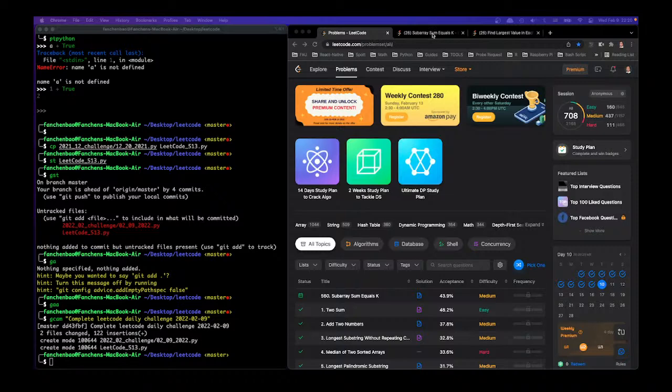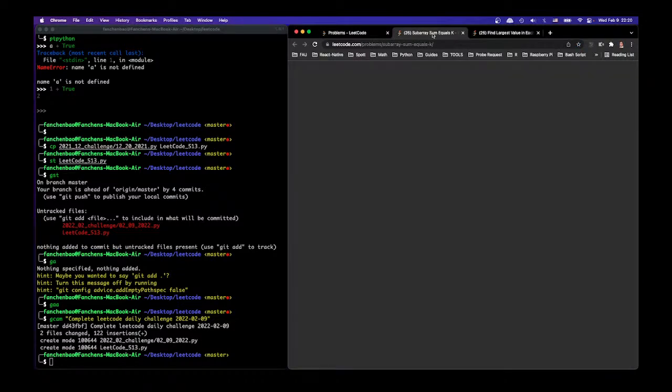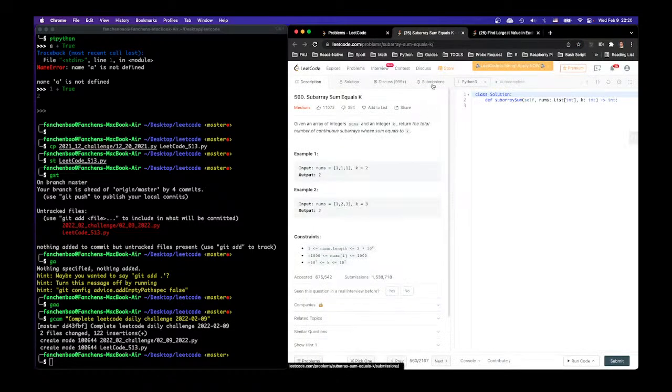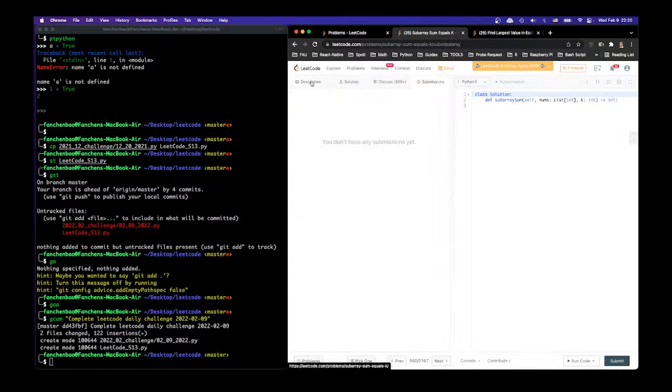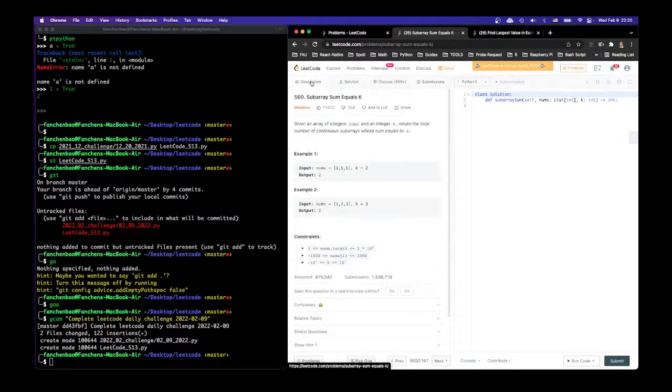Alright, the first one we have is called subarray sum equals k. Might have done this before. Oh, it's a new one. Given an array of integers and an integer k, return the total number of continuous subarrays with sum equal to k. Ooh, interesting.